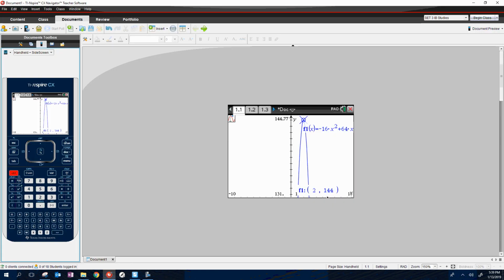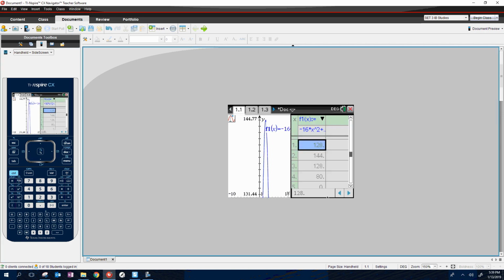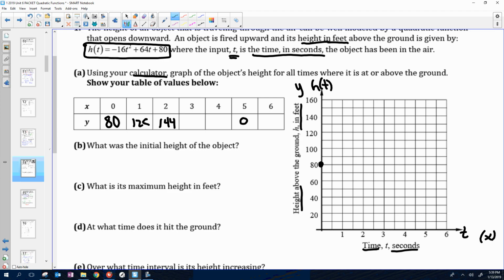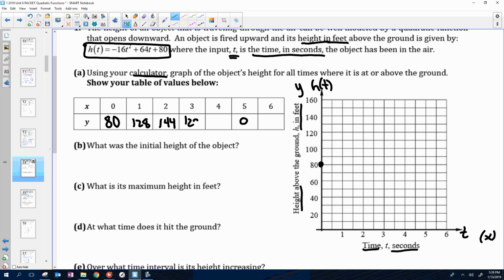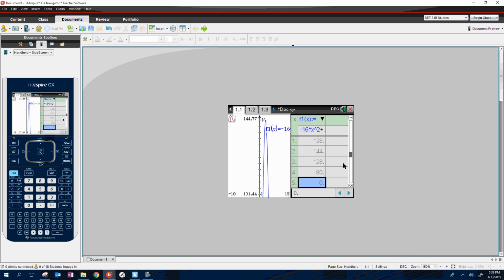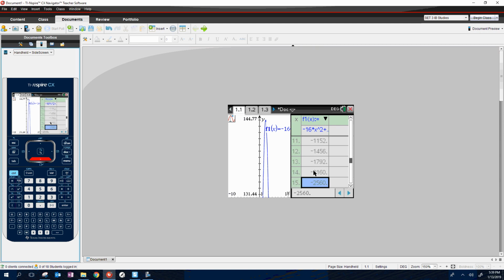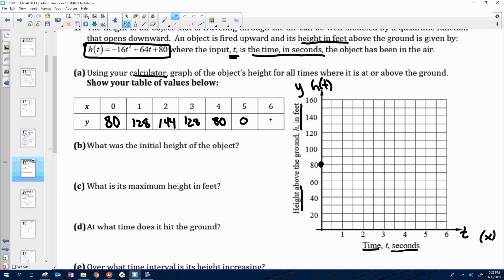I'm going to do Control T, and look at the table of values. So Control T, there's my table. 1, 128. I need 3, 128, and 4, 80. And then it says I want to go all the way to 6. So watch it jump on me again. Oh, yeah, it did. So let's see, 6, if I just go down, it was negative something. That means it went below the ground at that point.